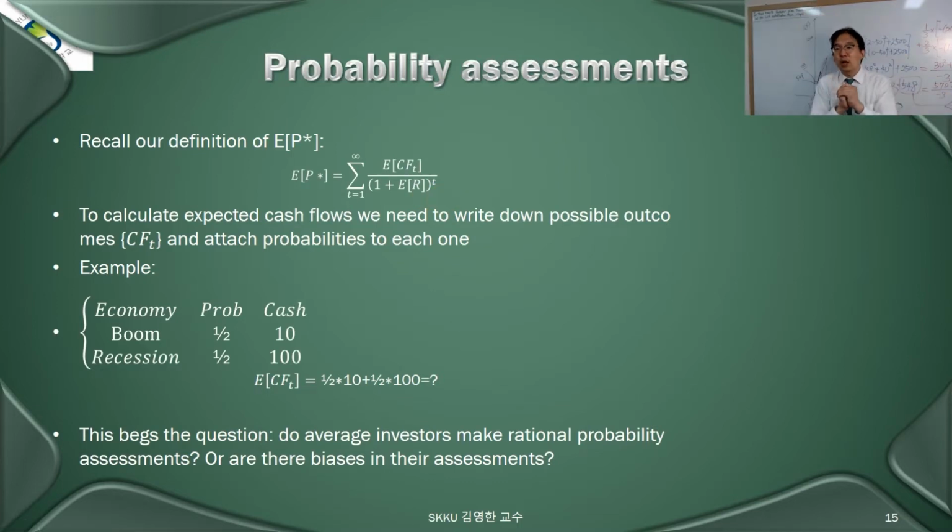So that's what's going on when you are estimating the fundamental value of your stocks, or any kind of risky assets like that. Now to calculate expected cash flows, we need to write down possible outcomes like cash flow t and attach probabilities to each one. Notice the numerator over here is expected value, not a definite value. Expected value, because there's uncertainty associated with it.